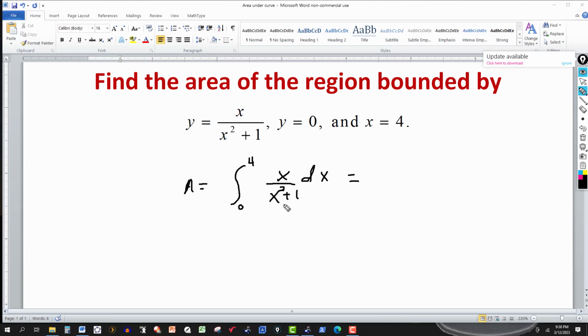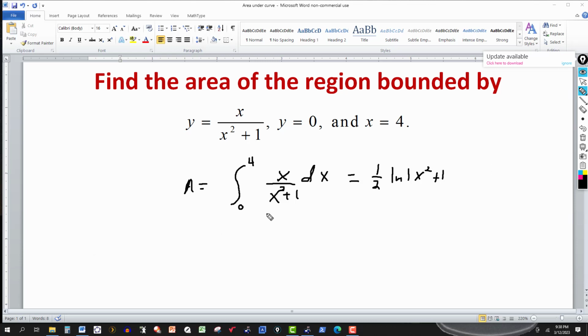So it's just a matter of computing the integral of this, which is, notice here the derivative of the denominator is 2x. We have an x in the numerator, so that suggests that the integral should be 1/2 natural log of absolute value of x squared plus 1. And since we have a definite integral here, we don't need the constant of integration.